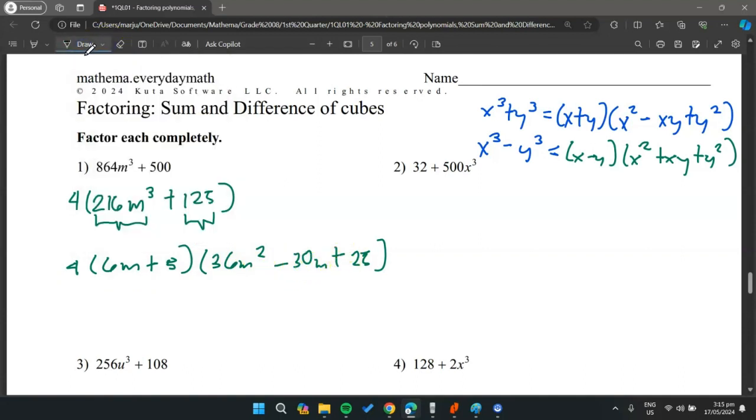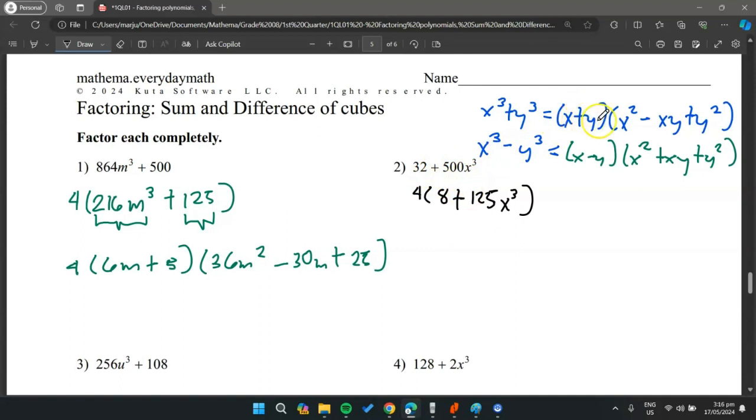So let's have number 2. Again, 32 is not a cube number, and neither is 500, but we know earlier that when we divide by 4, let's do that again. 4 times 8 plus 125x cubed. So again, we now have cube numbers. You have 8 and 125, and then we have x cubed. So the same thing as earlier, a sum of two cubes.